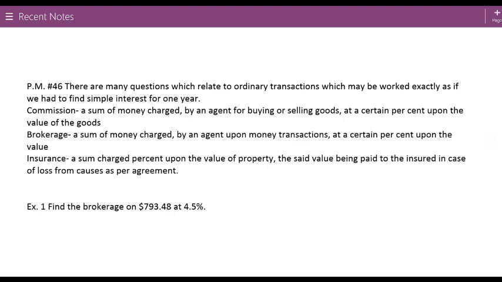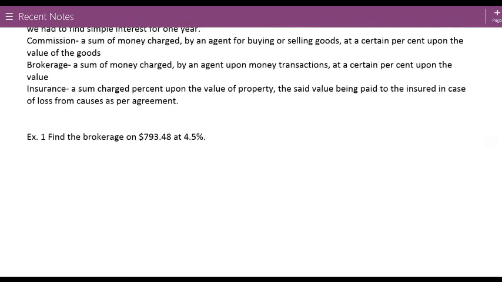Now, commission is a sum of money charged by an agent for buying or selling goods at a certain percent upon the value of the good. Brokerage is a sum of money charged by an agent upon money transactions at a certain percent upon the value. And insurance is a sum charged percent upon the value of a property, the said value being paid to the insured in case of loss from causes as per agreement.